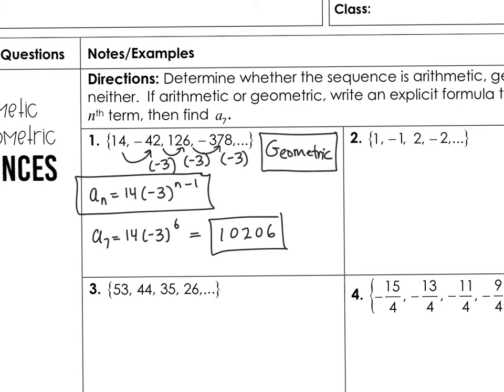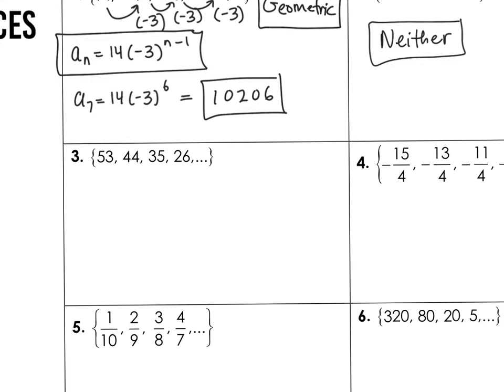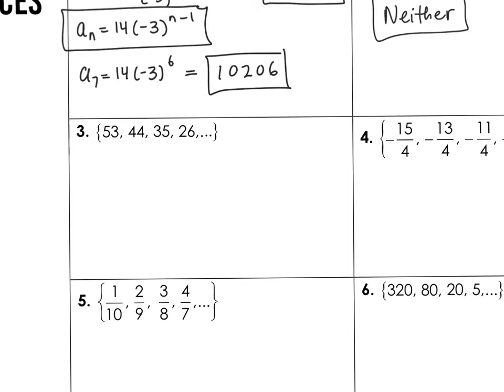All right, on number 2, notice this one is awfully weird. You're not multiplying by the same thing each time, and you're not adding the same thing each time. So this is one of those strange ones that you would just say this is neither. And if it's neither, you don't really have to do anything else to it. You're done with it.